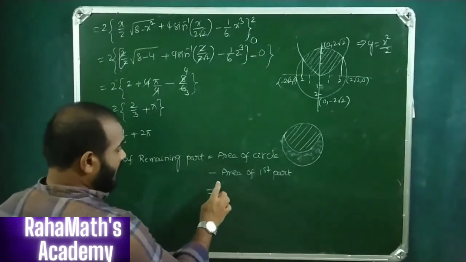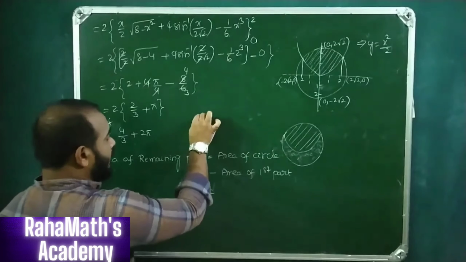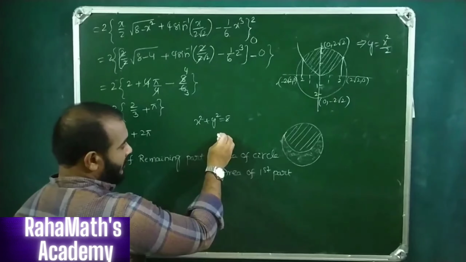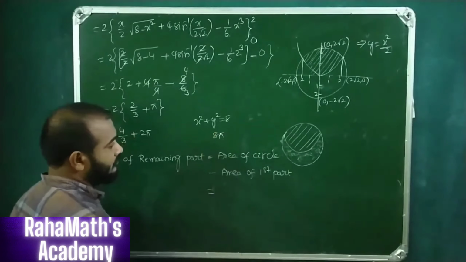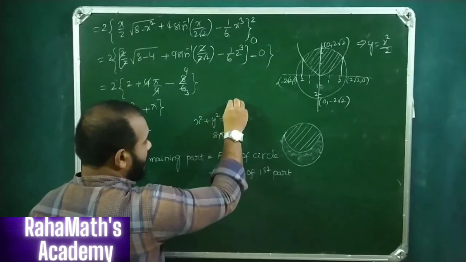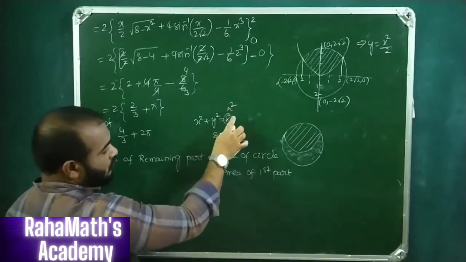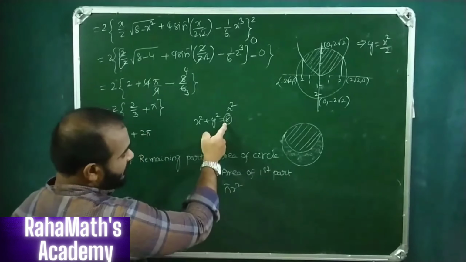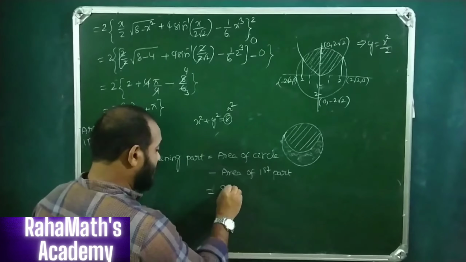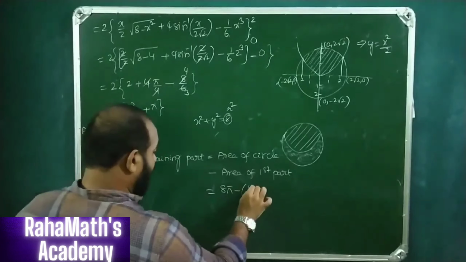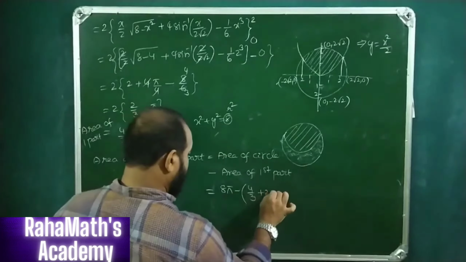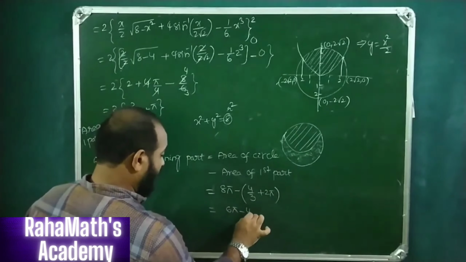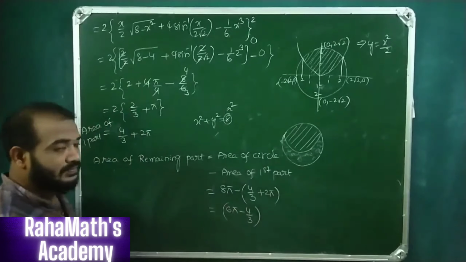This is equal to the area of a circle. x square plus y square equals 8 is the circle. Therefore, area is pi r square, so 8 pi. This is r square, no? x square plus y square equals r square. So the area of the circle is pi r square. r square here is 8. So therefore this is 8 pi minus of 4 by 3 plus 2 pi. This is equal to 8 pi minus 2 pi is 6 pi minus 4 by 3 square units.